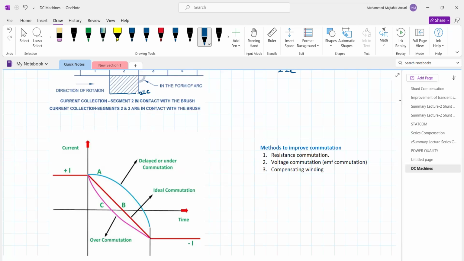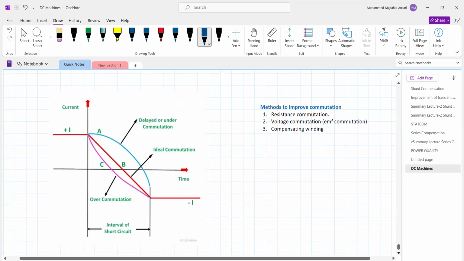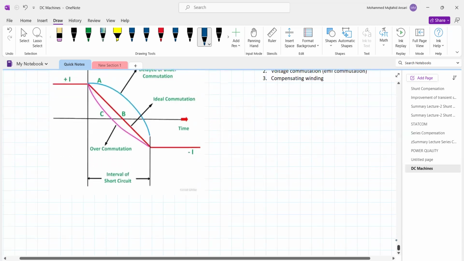So this is the process of armature reaction and commutation in the DC generator as well as the DC motor. The process is the same. The physical phenomena are the same for the DC motor and DC generator. The only difference is that the DC generator delivers current, whereas the DC motor consumes current from the mains.